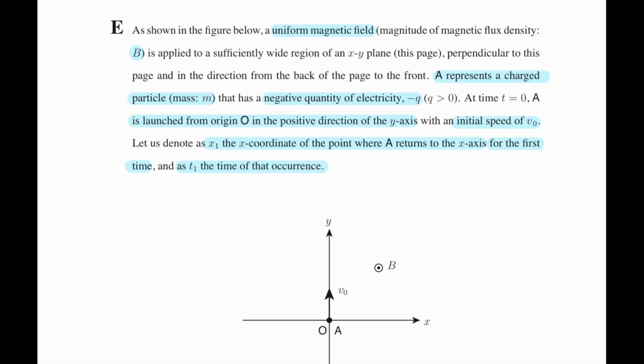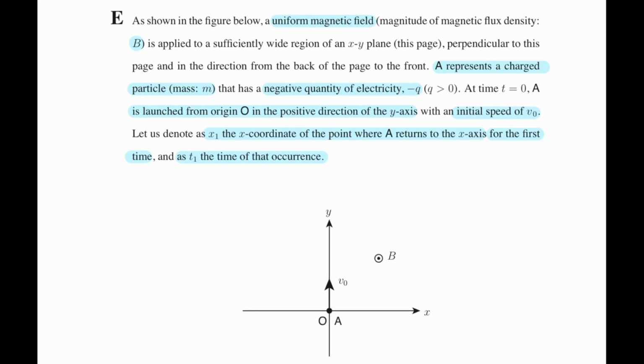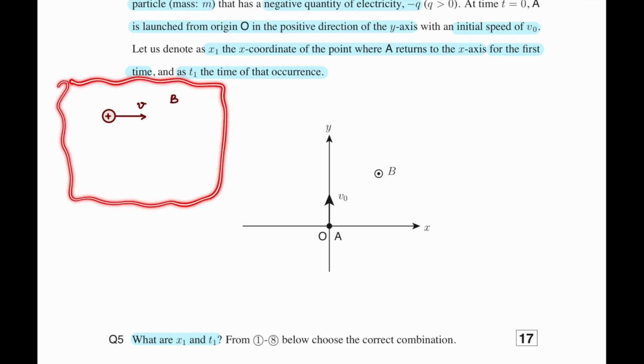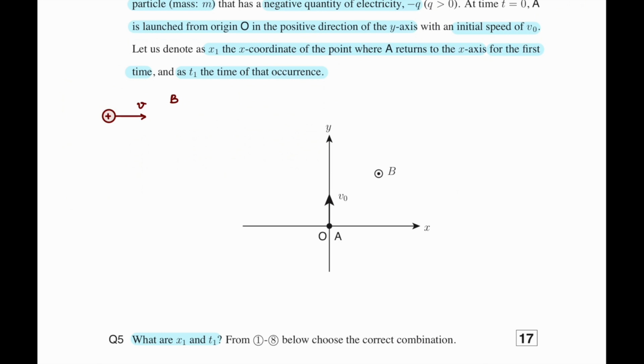To answer this question, you need to know that if we have a charged particle, let's say the charged particle is positive, moving in the magnetic field, that means it has an initial speed or it has a speed in the magnetic field. So this is the region of magnetic field. This particle will experience a magnetic force.